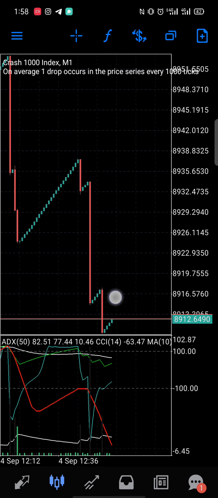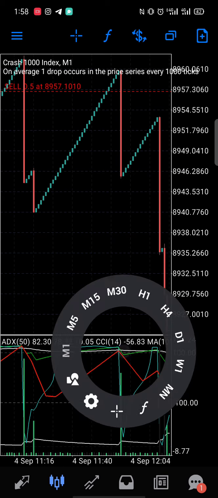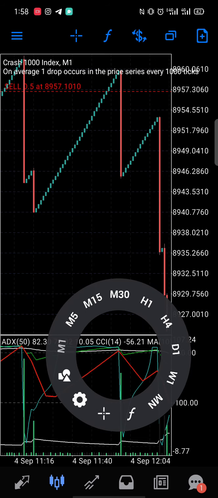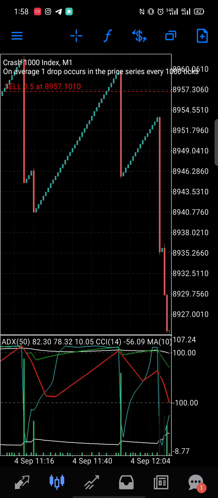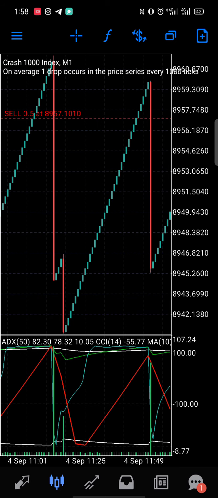Okay, watch this. When the red moving average crosses above, you can see this red moving average crosses above the green line here. As soon as the red moving average crosses above, you place a sell. As soon as you place a sell, you wait for it to spike. You get it, guys? As soon as it crosses above, you place a sell, you wait, you get a spike.